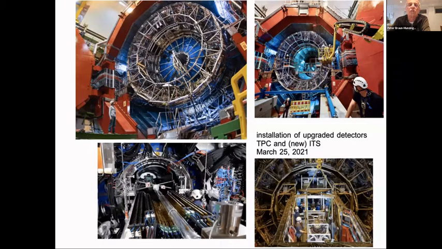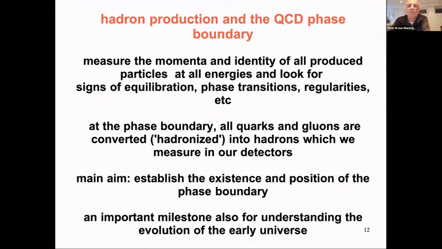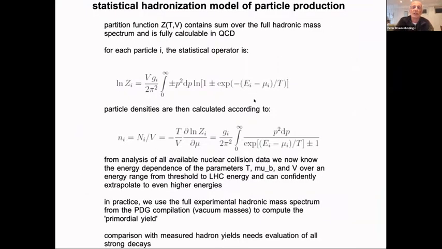So of course, now this is summarizing how we go on hadron production in the QCD phase boundary by measuring all momenta of all produced particles and really look for signs of equilibration, phase transitions, and so on. Using essentially, as it looks like, a very simple QCD partition function over the full hadronic mass spectrum. The details, however, are much more complicated, as you will see in a second.